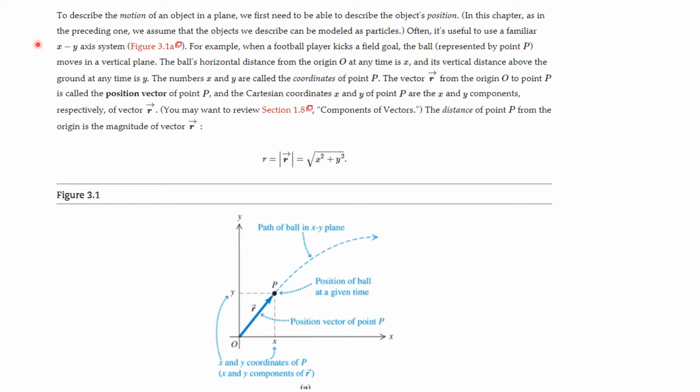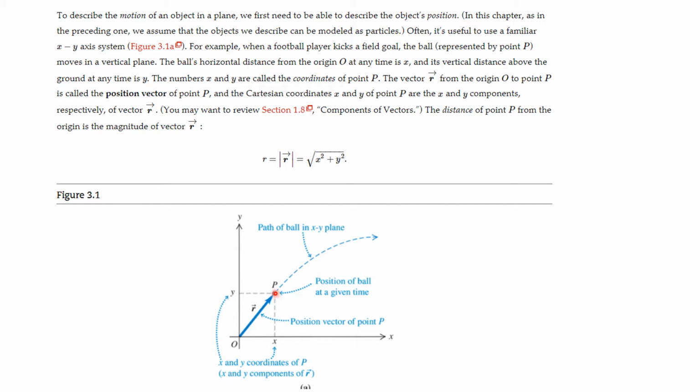To describe the motion of an object in a plane, we first need to be able to describe the object's position. And in this chapter, rather than as in the previous one, we're not just doing motion on a line, so we're doing motion on a plane. So position is going to have an x coordinate and a y coordinate. In fact, the position is going to be described by a vector going from 0, 0 up to the point x, y. So that is the point where we're sitting.